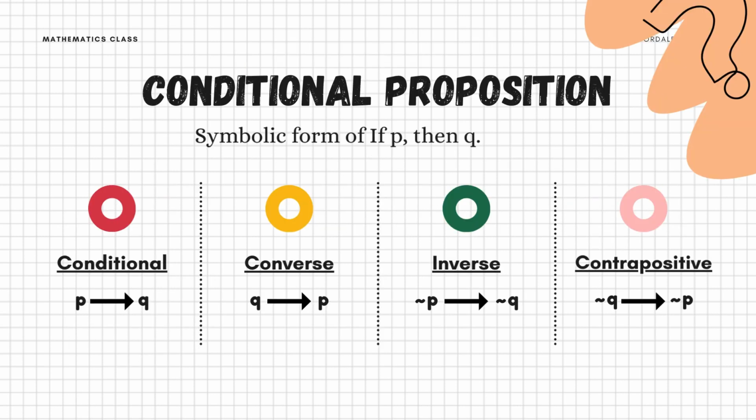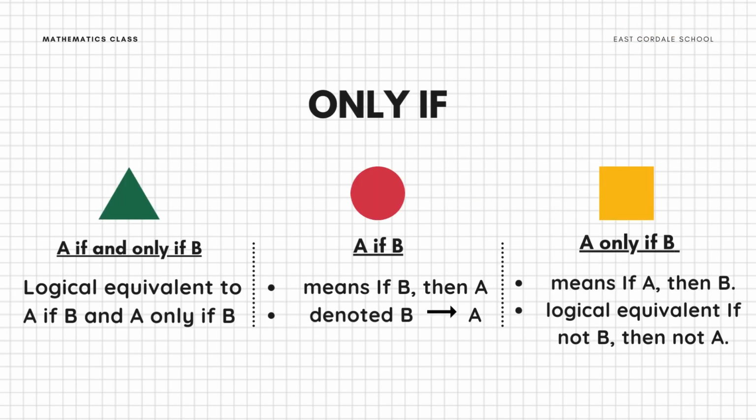The next one is conditional proposition. Conditional proposition has three types of symbolic form of a statement. In this case, we use a statement of if P then Q. The symbolic form of the basic conditional is P implies Q, while the converse becomes Q implies P, the inverse becomes not P implies not Q, while the contrapositive becomes not Q implies not P.